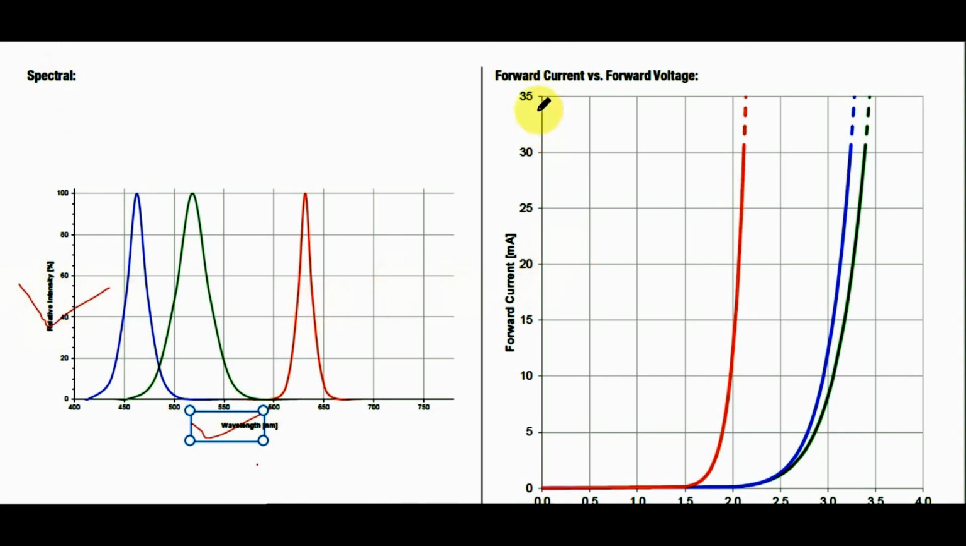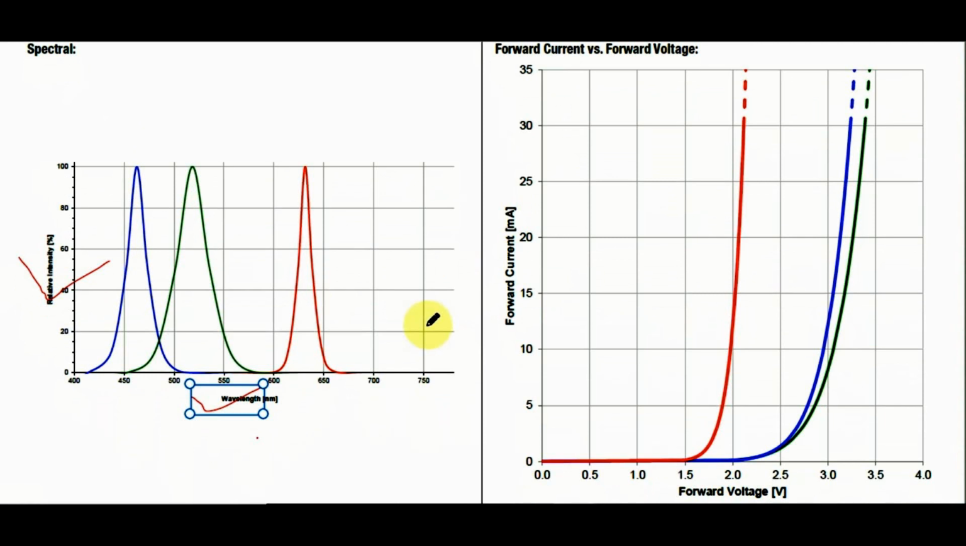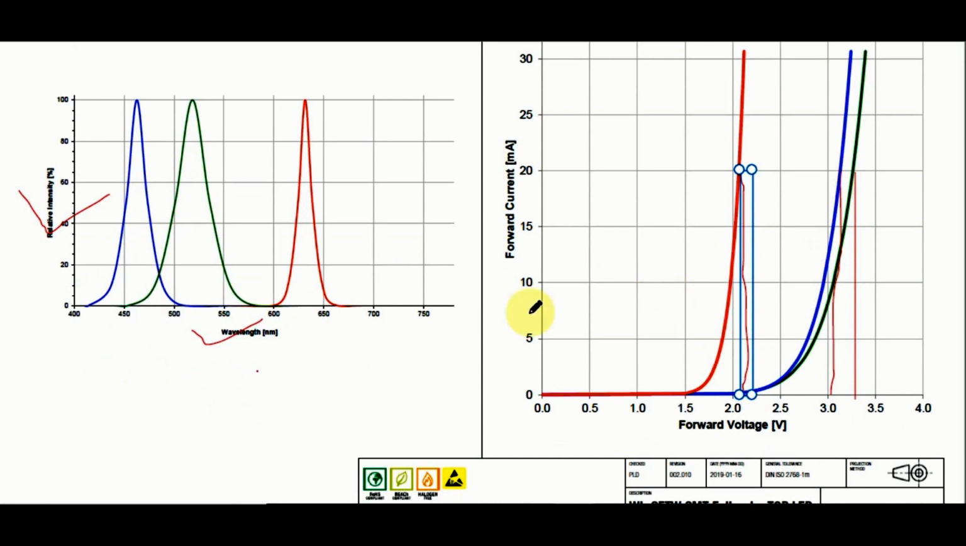I will discuss this one. This is the graph for forward current versus forward voltage. If you drive your LED at 20 milliampere, your forward voltage would be around 2 for red LED, around 3 for your blue LED, and around 3.2 for your green LED. This is a very important graph, forward voltage versus forward current.